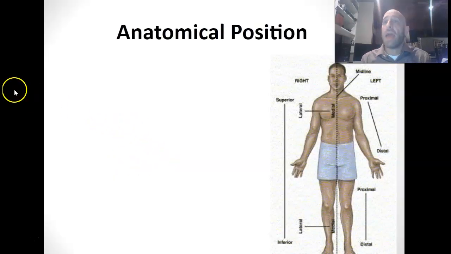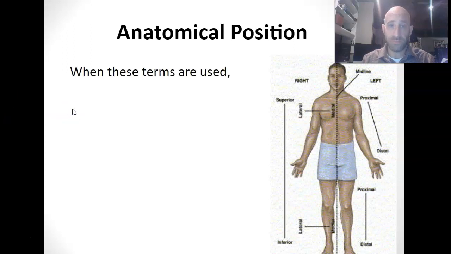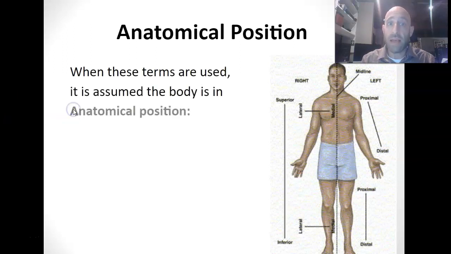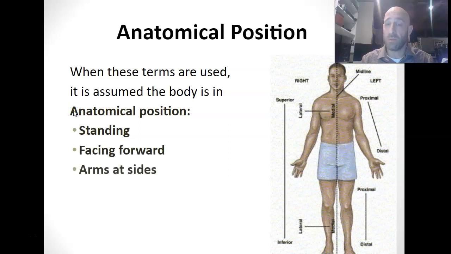First off, anatomical position. So there's a starting point. Whenever I describe something to you in the human body, we're always talking about it from what's called the anatomical position. So let's talk about what that means. It's pretty simple. Anytime we use anatomical terminology, we're always going to assume the body is in this position. Standing up, facing forwards, arms at sides, and then palms facing forward.